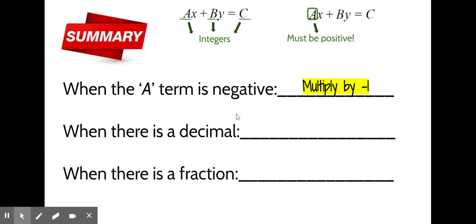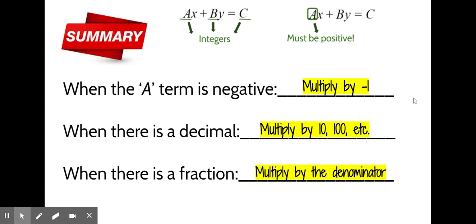What about when there's a decimal? We have to have all integers. So when there's a decimal, what did we multiply both sides of the equation by? Yeah, 10. Sure, 10 or 100 or 1,000, whatever we need to move those decimals. Then lastly, when there's a fraction, when we had a fraction, we had to make it a whole number. What did we multiply both sides of the equation by? Yeah, we multiplied by the denominator, absolutely.